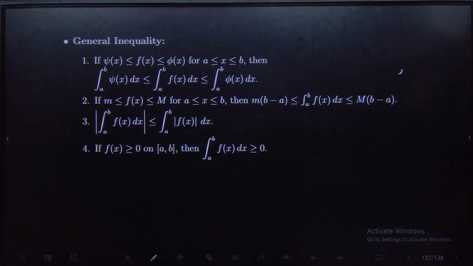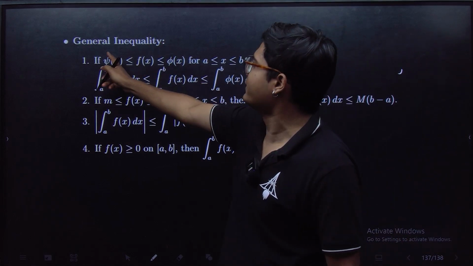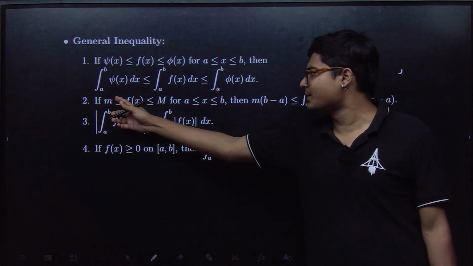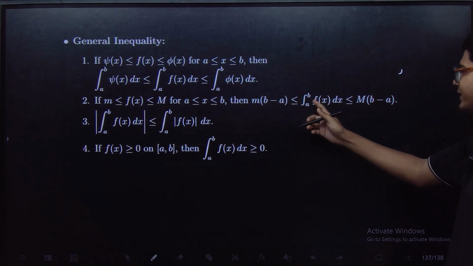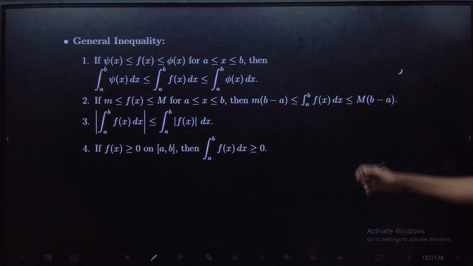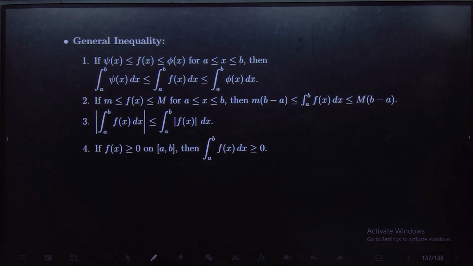If you have a function f which is bounded between psi and phi, let's say, then the integral of this function is also going to be bounded between the integrals of these two functions. Similarly, if f(x) is bounded between two values, then I can say for sure that the integral is going to be bounded by the length of the interval over which you are integrating times the lower limit, and the upper bound is going to be the length of the interval times the upper limit.